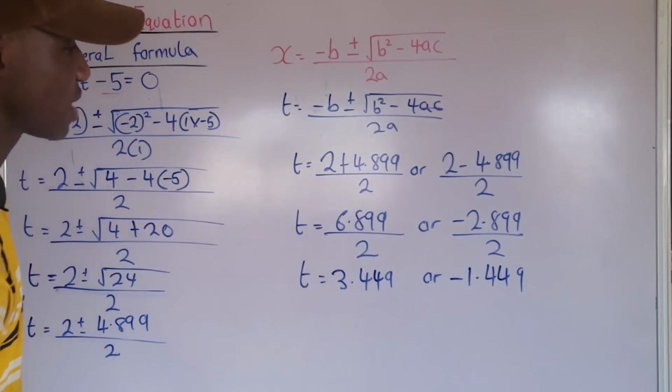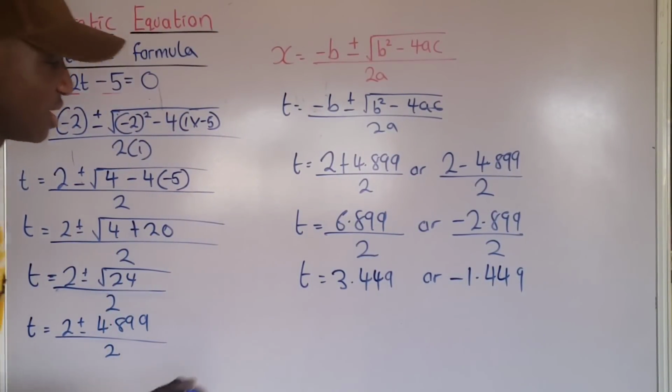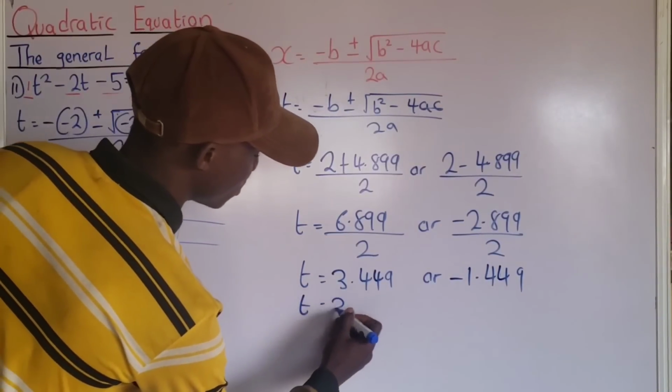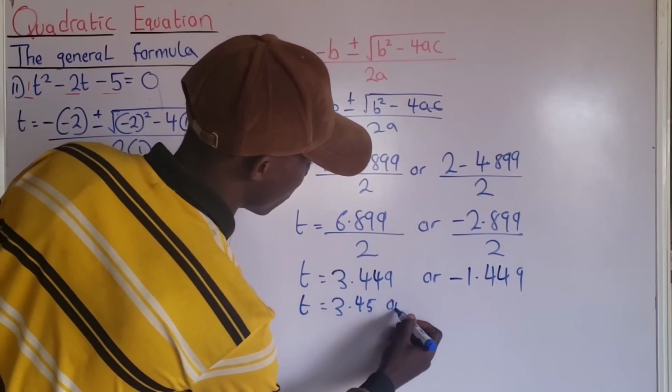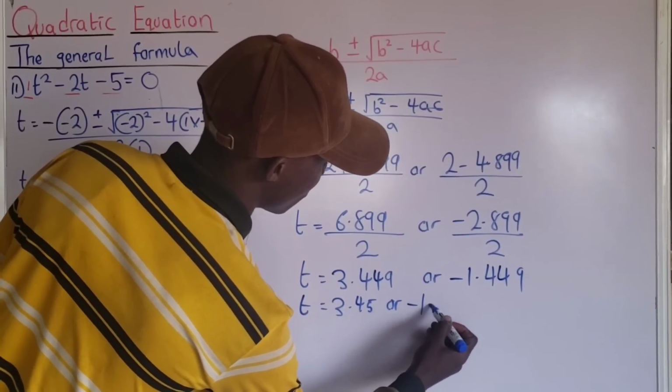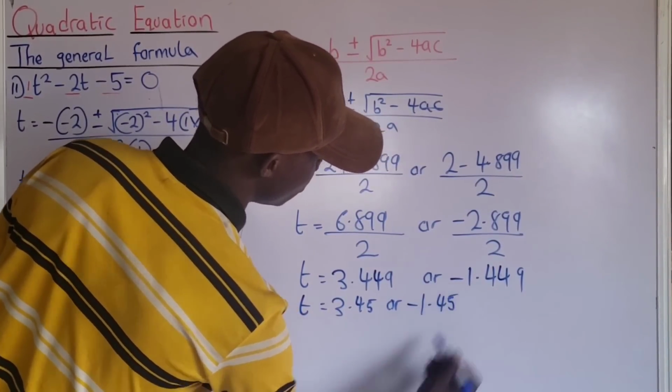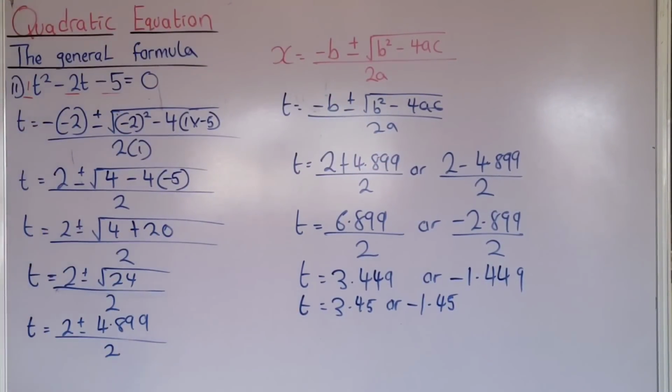Okay, so now let us approximate to two decimal places. Here I'm going to have t equals 3.45 or negative 1.45. Do you understand? Okay, so the value of t that makes the quadratic equation t squared minus 2t minus 5 equals 0 is t equals 3.5 or negative 1.5. That is to two decimal places.